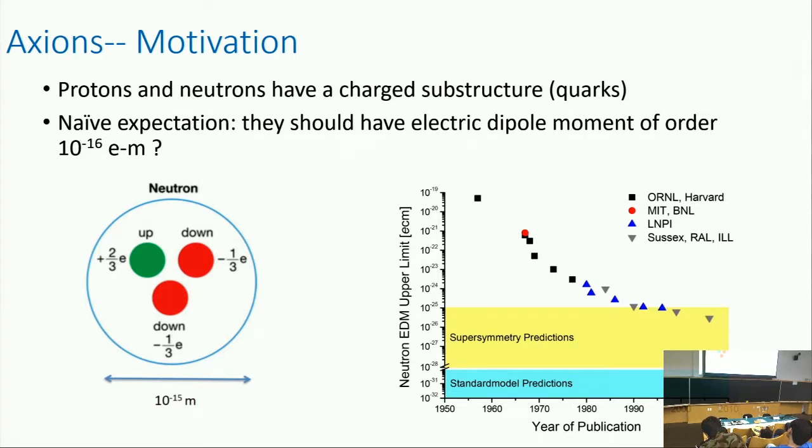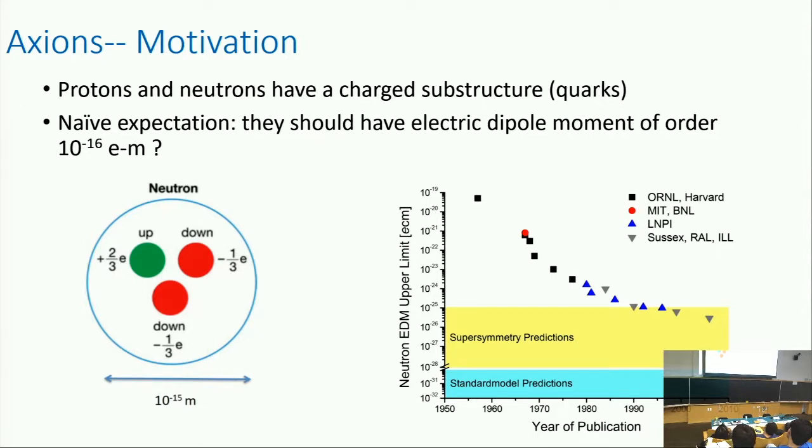But experiments looking for an electric dipole moment of the neutron have been done since apparently the 1950s. And even the very first measurements crossed out that naive estimate. And this is 10 to the minus 19. I think I changed units a little bit. This is electron centimeters. But now you get down to something like 10 to the minus 26 electron centimeters, which is 10 orders of magnitude below the naive expectation.